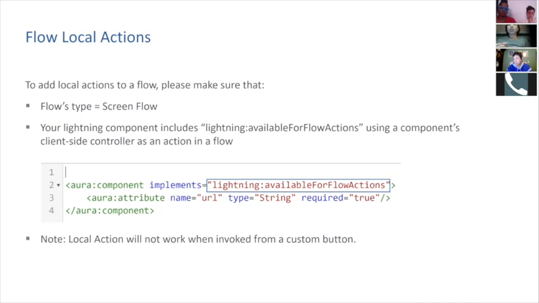One thing to note is if you're using local actions in your flow, it cannot be invoked from a custom button. It needs to be invoked from either a quick action or a utility bar.